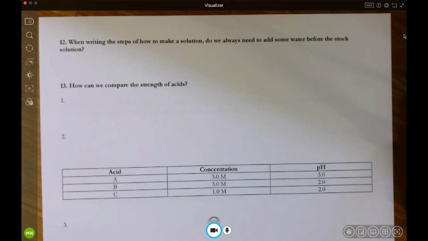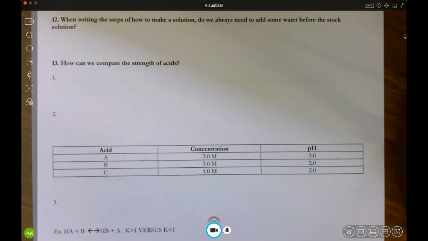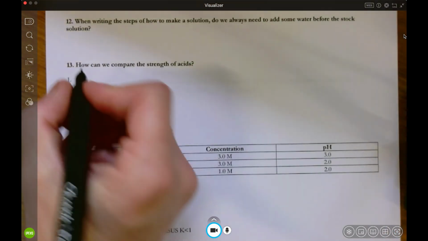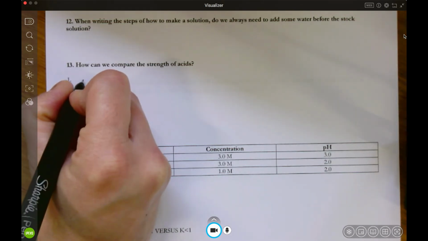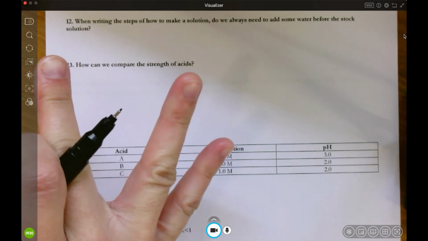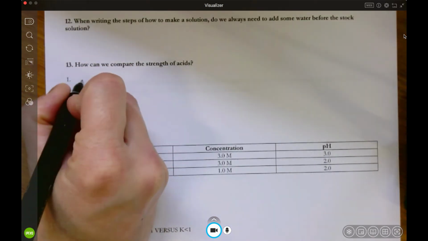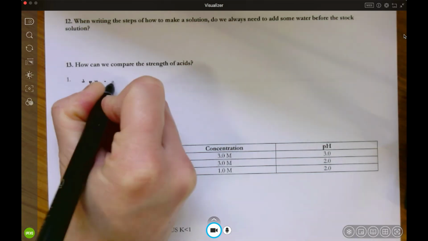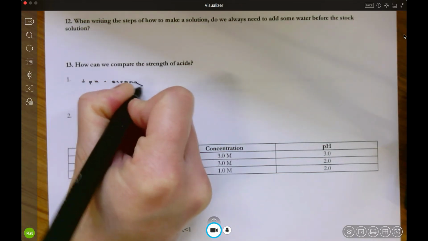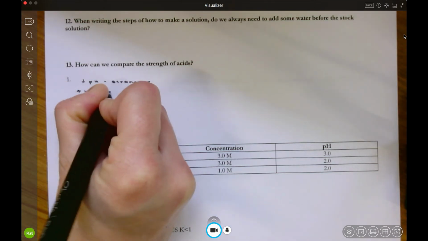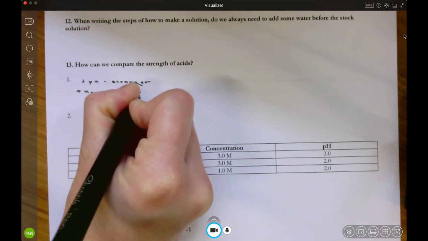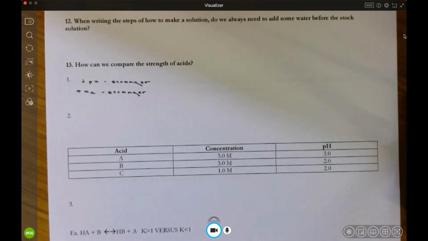Okay. For 13, how can we compare the strength of acids? So there are a number of different ways to do that. The first are the two most obvious ways. So we can compare the pH of two different solutions, or the Ka, right? If you compare two solutions that have the same concentration, the one with the lower pH is going to be the one that's stronger. Or the acid that has the larger Ka value is going to be the one that is stronger. Those are the two most obvious ones. Then we get into some slightly trickier ones.